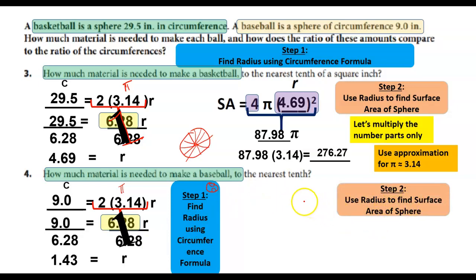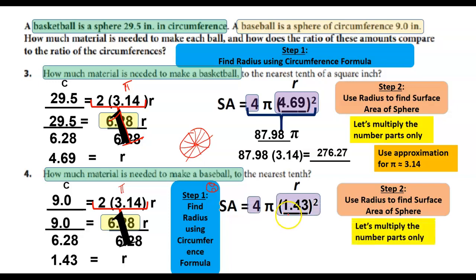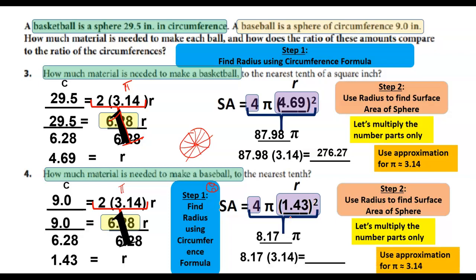So let's work out where it says use radius to find surface area of our sphere. Again, we're using the same equation, plugging in a different radius. Take a moment and work that out. That would be about 8.17 pi. If we multiplied that out, use the approximation for pi. So 8.17 times 3.14 instead of pi, what would that be? Unpause, that'd be about 25.65.